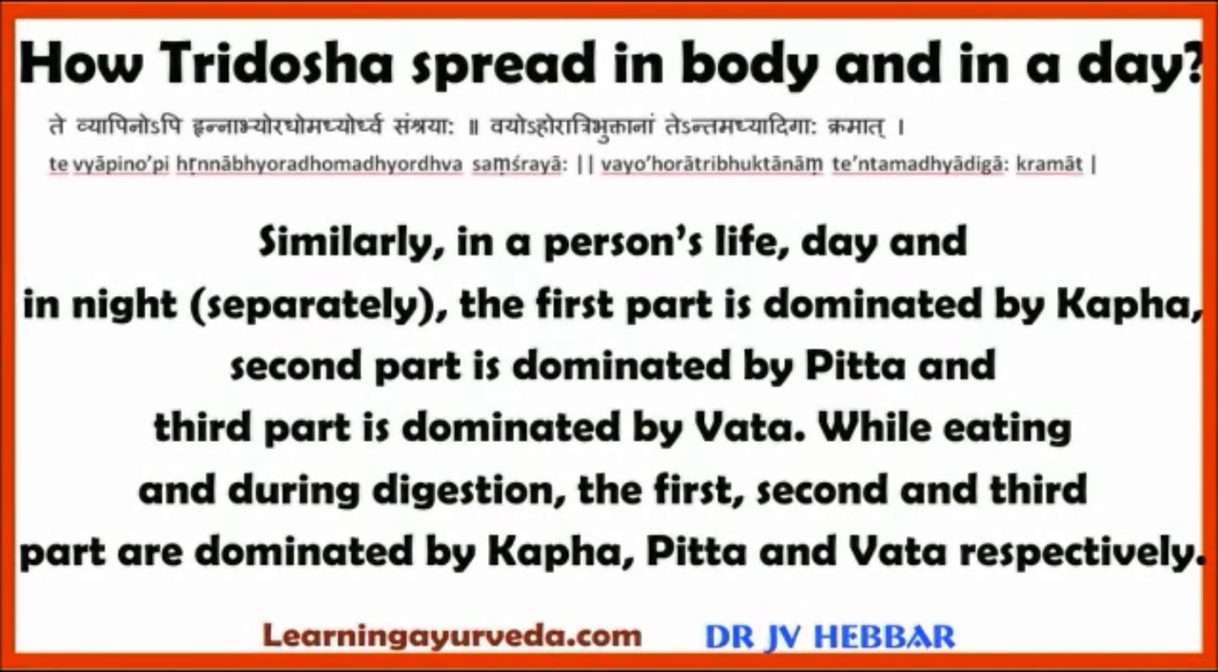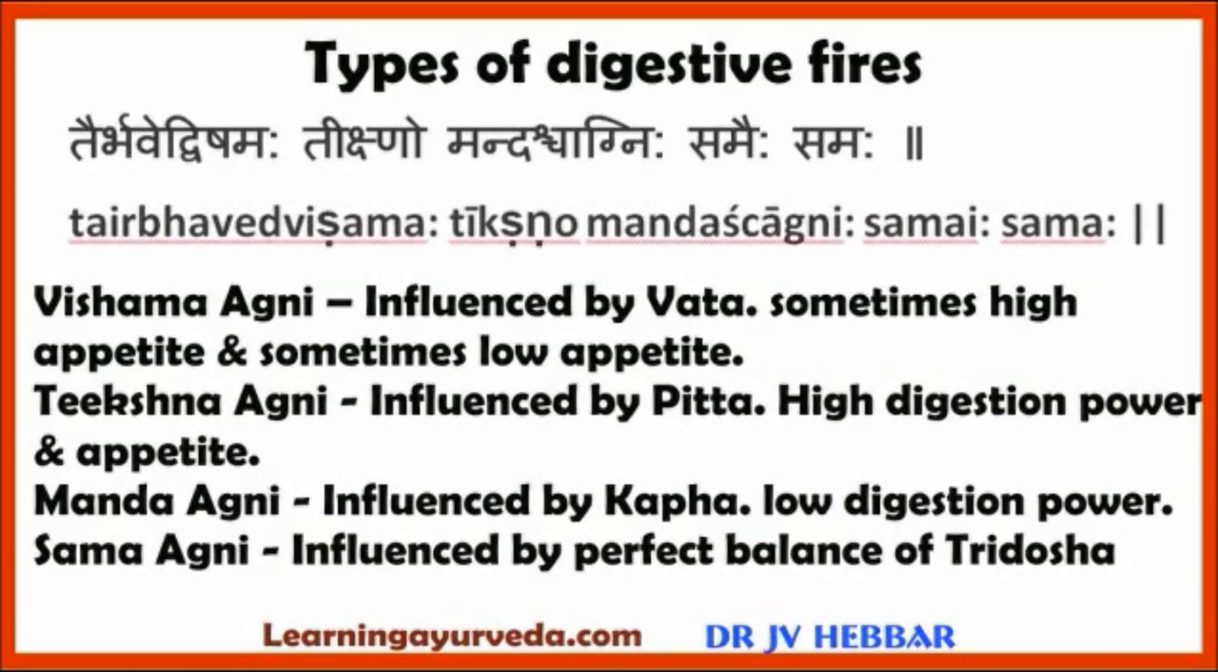Next, types of digestive fires. Thairbhavet Vishamaha Tikshno Mandaschagnihi Samahi Samaha means there are four types of digestive fire. Vishama Agni, influenced by Vata. A person with Vishama Agni will sometimes have high appetite and sometimes low appetite. Tikshna Agni, influenced by Pitta. A person with Tikshna Agni will have high digestion power and appetite.